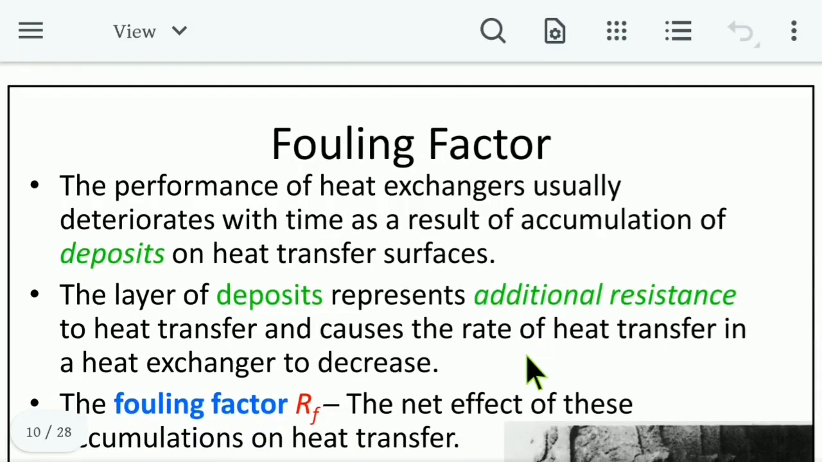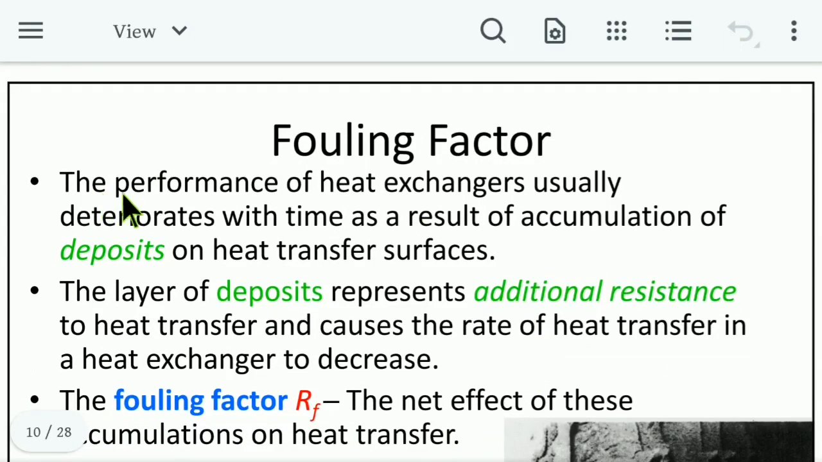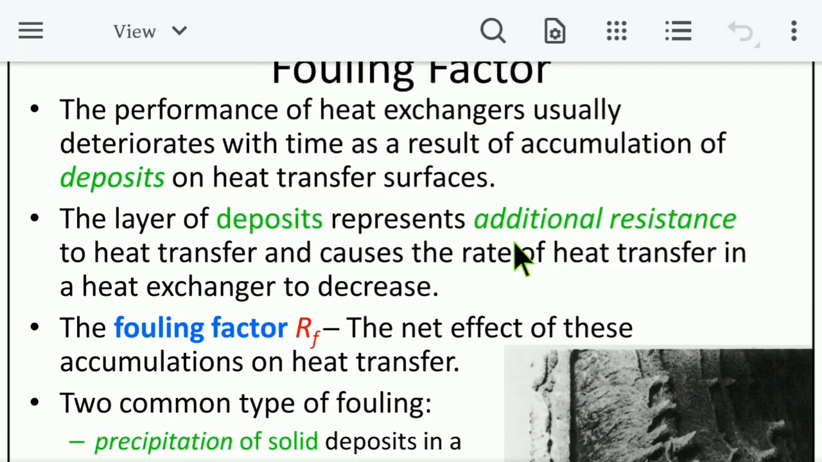Next topic, fouling factor. The performance of heat exchangers usually deteriorates with time as a result of accumulation of deposits on heat transfer surfaces. The layer of deposits represents additional resistance to heat transfer and causes the rate of heat transfer in a heat exchanger to decrease.